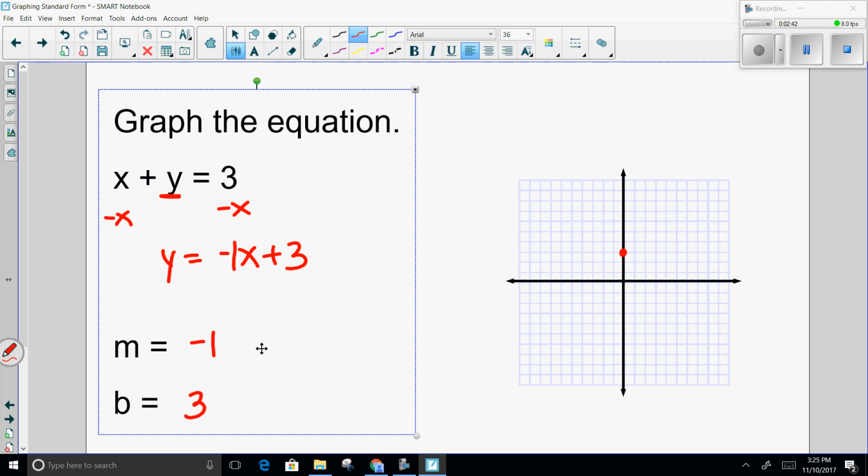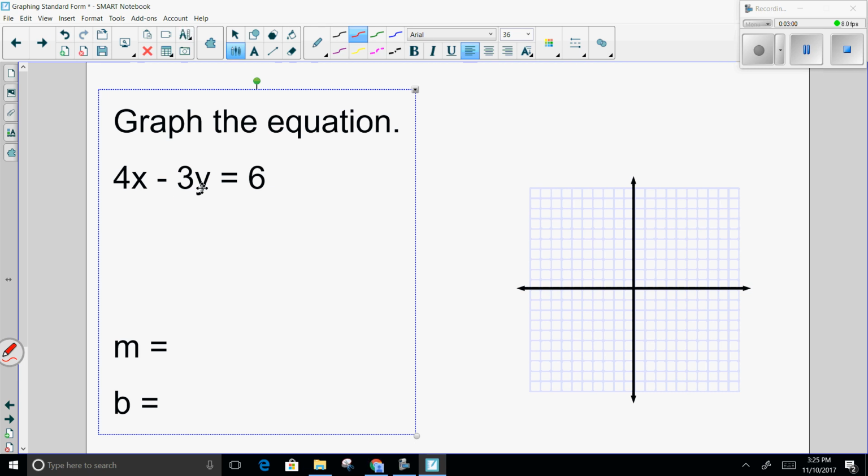My slope is negative 1, so make it a fraction, negative 1 over 1. I go down 1, right 1, because I have to go in negative motion. Down 1, positive 1, down 1, positive 1. And there are my 3 points, actually more than that, to create my line.